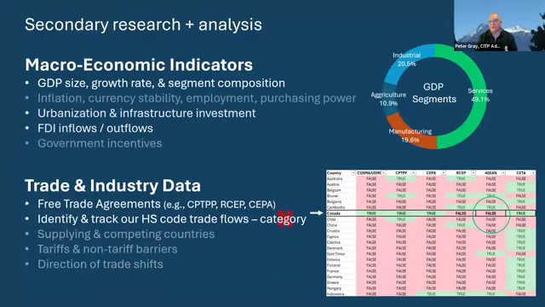So it begins with macroeconomic indicators, and typically we would look at the GDP size, the growth rate, and the segment composition, as you can see on my donut chart on the right. We also look at urbanization and infrastructure investment. We also look at foreign direct investment inflows and outflows. I'll just make a brief comment here: the metrics I'm using today are very general, but it's really crucial that you use the metrics that are specific to your business. Now, in this particular step, what we're really doing is assessing the health of economies.